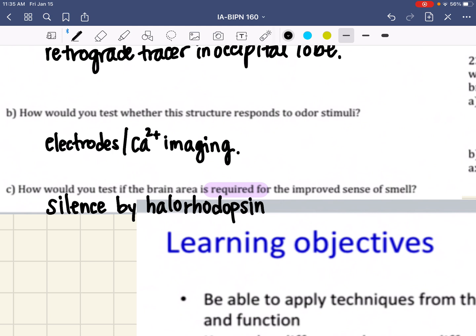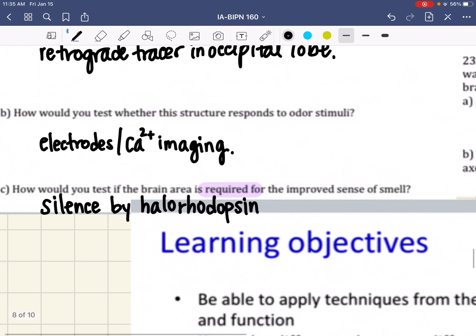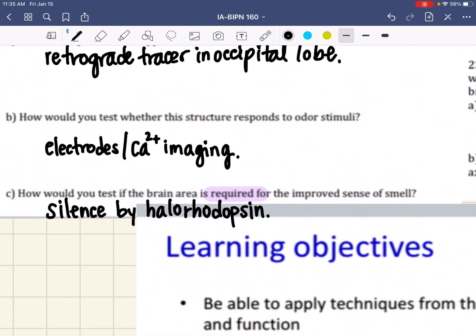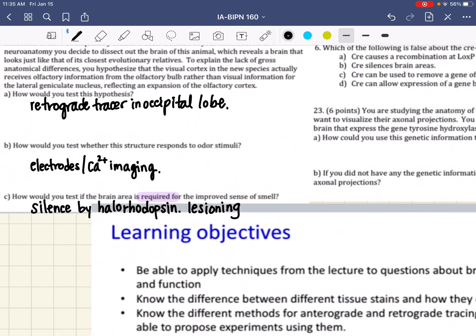Another easy way of silencing something is by just lesioning it. I don't know if we talked about this in class, but you can do this in some cases. It's definitely an easier test answer, but I would say, to be safe, talk about using some kind of optogenetic or chemogenetic tool instead of just plain lesioning the whole occipital lobe.